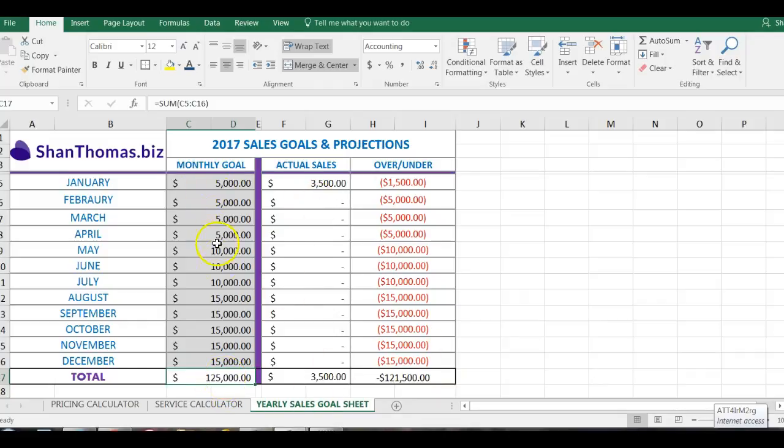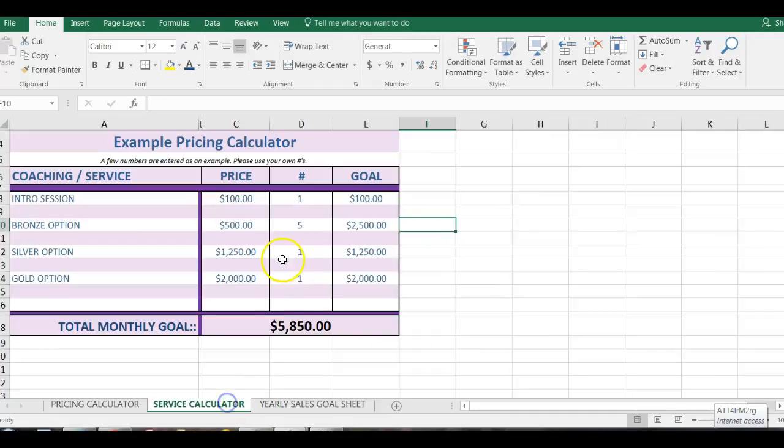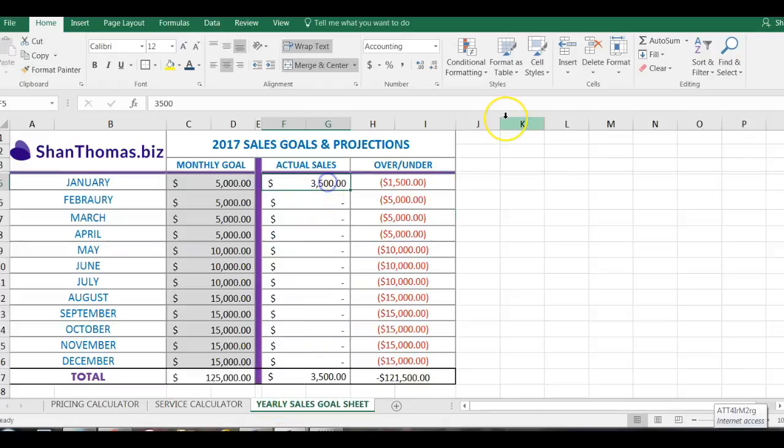All right, so now I have a map. I have a blueprint of how I'm going to get there. But my actual sales, let's say over here on my sales calculator, for the month of January, my actual sales was $5,800. I'll put that there. I'm over my budget. I'm over my goal, right? I made more than 5,000 by 800. Made $800 more in January.